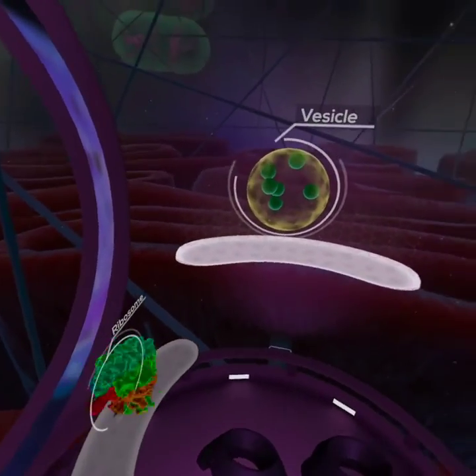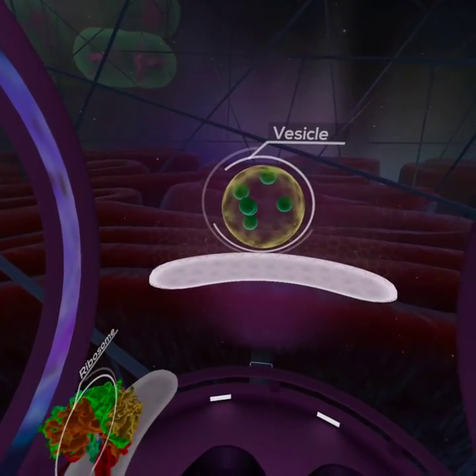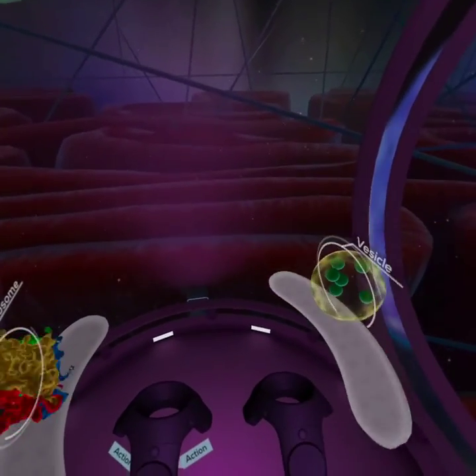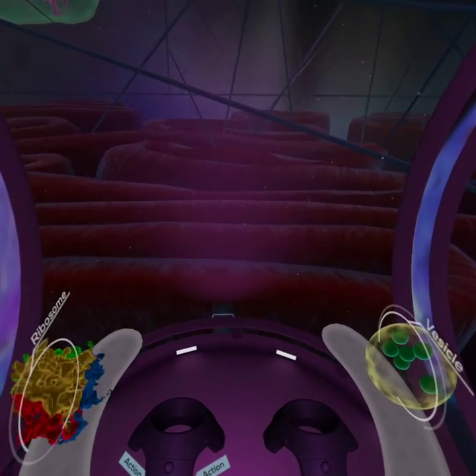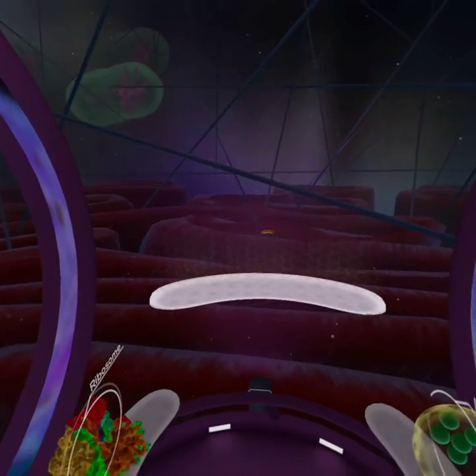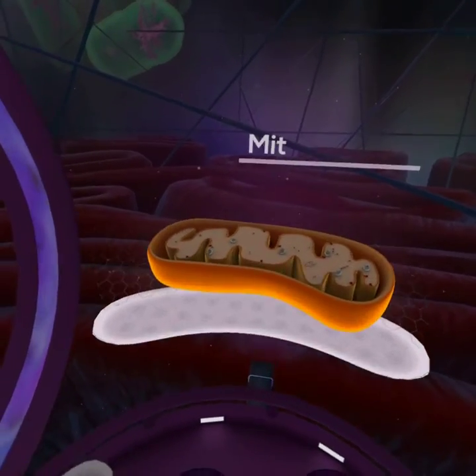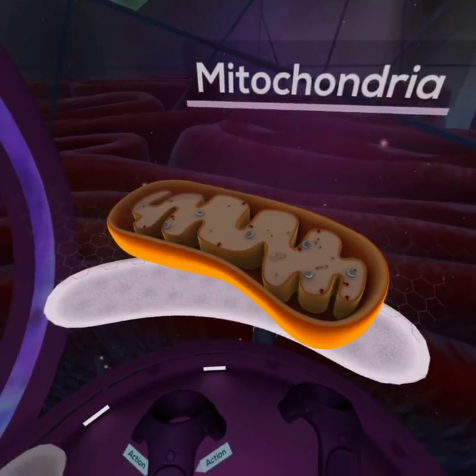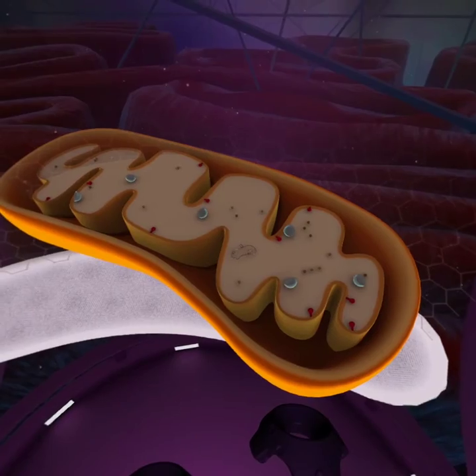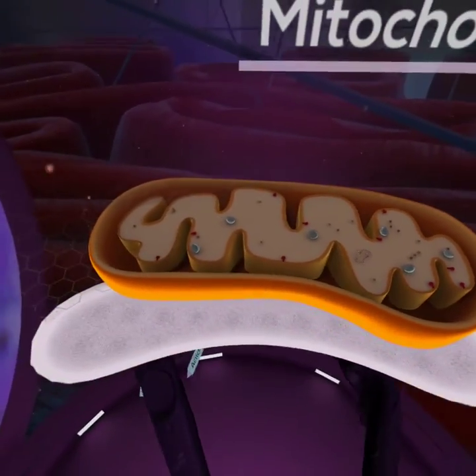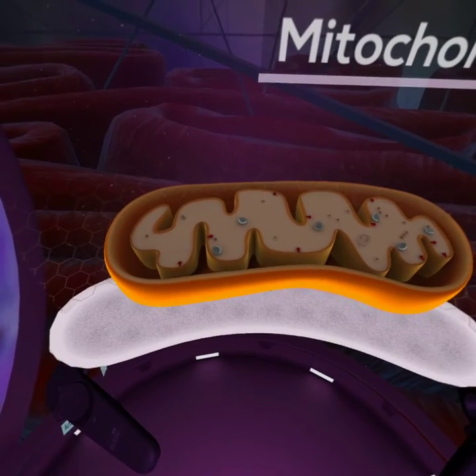In the distance, you can see a mitochondria. Mitochondria are free-floating organelles, typically referred to as the powerhouse of the cell. Mitochondria received its name due to their vital role in ATP generation.